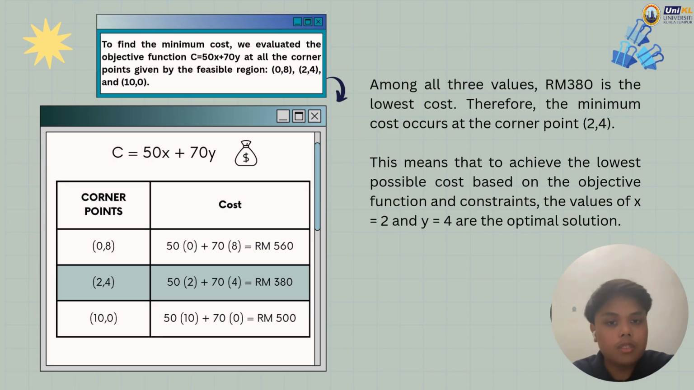Step number 4, choose the minimum. Among all the values, the lowest cost is Rm 380, and it happened at the corner point x equal 2, y equal 4. This means the optimal solution is x equal 2 units, y equal 4 units. If we use these values, we can achieve the minimum cost of Rm 380 while still following all the constraints from earlier. Now you have learned how to use linear programming to find the lowest cost.